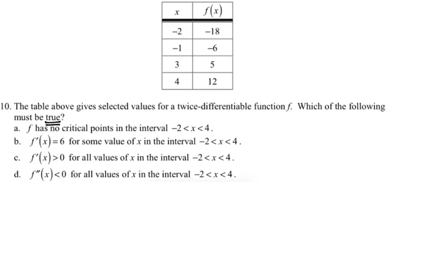F double prime is less than 0 for all values. That one's particularly tricky because if you look at just the y values and ignore the x values, you would think that the changes increase by 12, increase by 11, increase by 7, and you'd say that's kind of concave down. But they're not on even intervals, and I'm not even going to bother to calculate them, because all of these things are just way too general. I don't think any of them could be the answer. So I'm going to cross this out. I'm also going to cross this out, and this out.